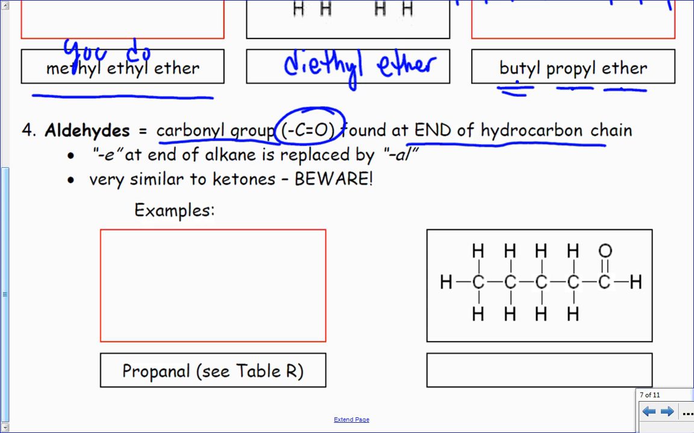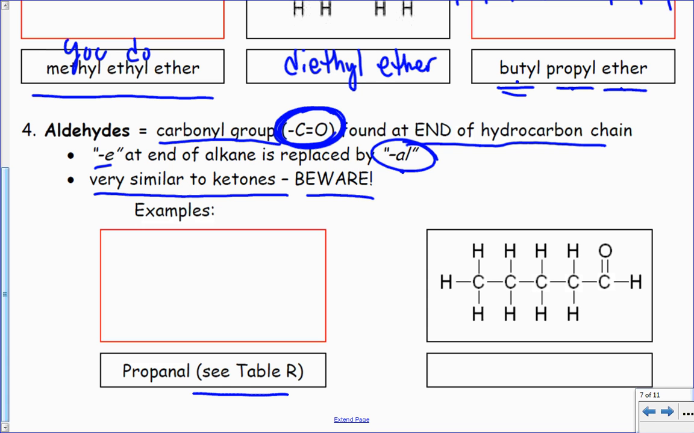That's on the end, terminal. You take the E off of the ane and give it an al. And remember, this is in the reference tables. You'll see that all the names end in al, and it gives you a very specific way. Now notice it does say very similar to ketones, so beware. They are going to look very similar to a ketone, except for a ketone, this is not at the terminal. This double bonded O is at a middle carbon, not a terminal carbon.